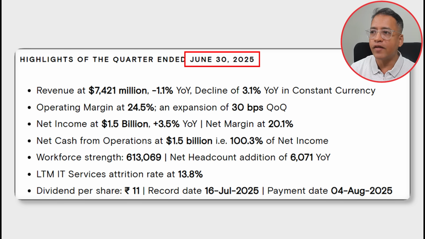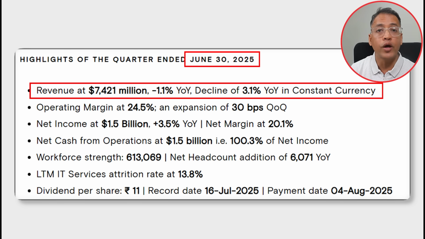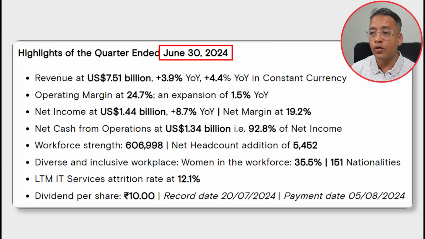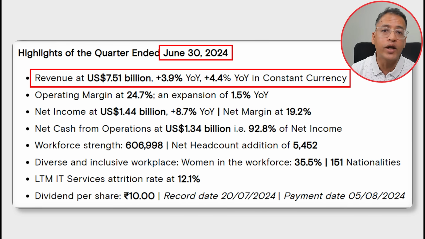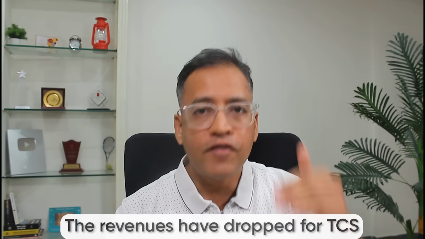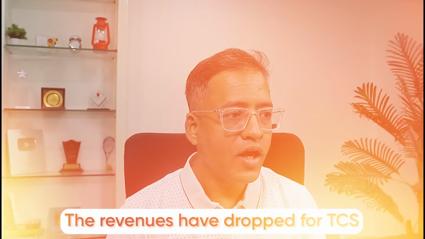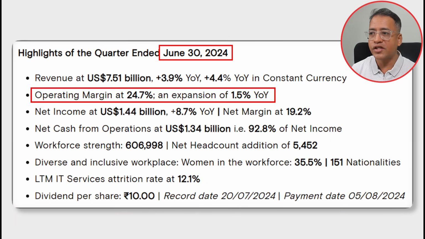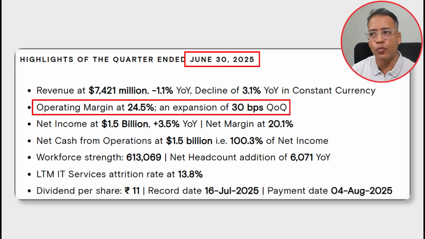In 2025, the revenues have declined by 1.1% in constant currency terms. Year on year, they have declined. Last year in 2024, the revenues were up by 3.9%. So clearly, the revenues have dropped for TCS. More importantly, if you look at the operating margin, that has also slightly contracted. It used to be 24.7% last year. It has come down to 24.5%.